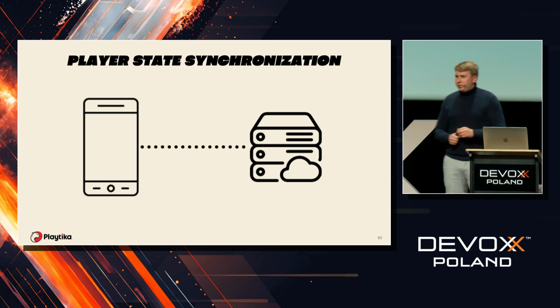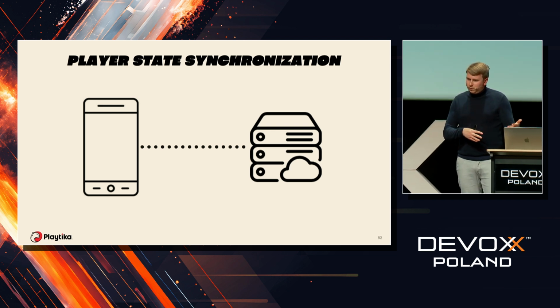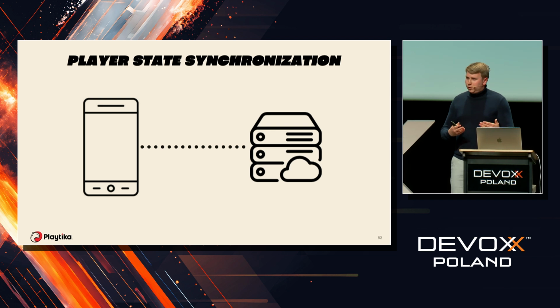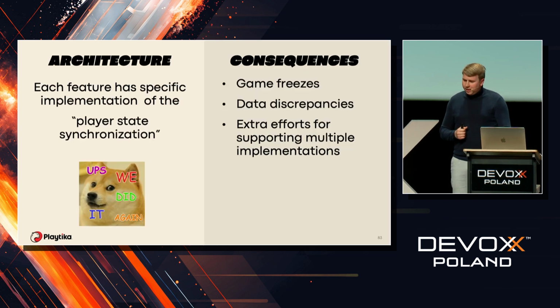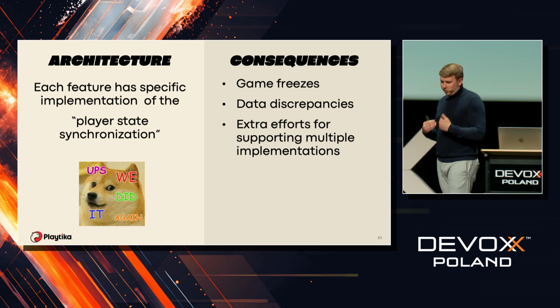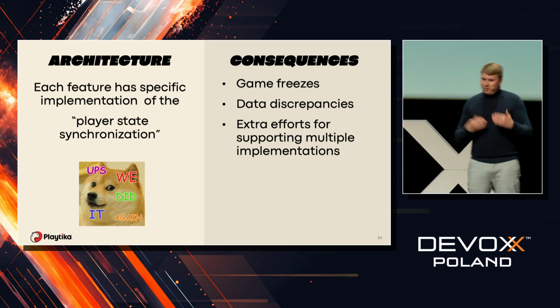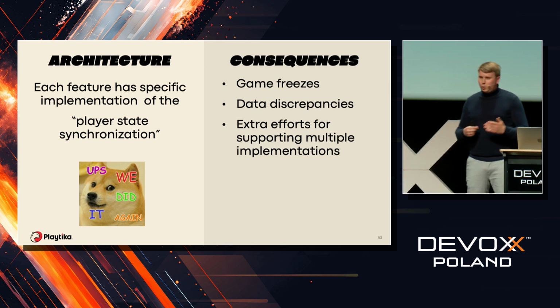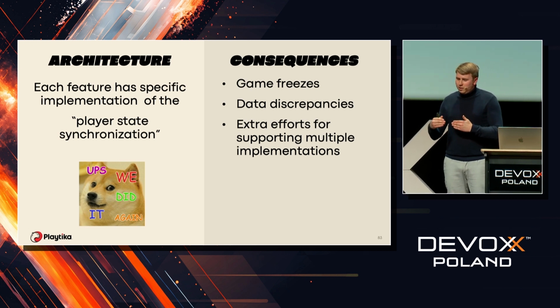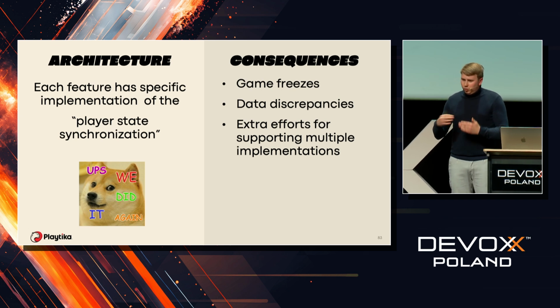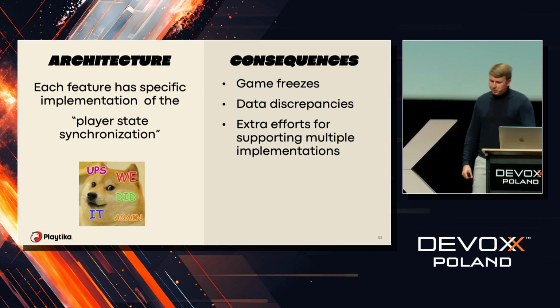We were talking about the player state synchronization. So we have offline-first features and online-first features. For offline-first features, the player state is the client area. For the online-first features, there is a server area. And basically, we figured out that each feature has a specific implementation of the player state synchronization. So sometimes it doesn't happen fully asynchronously, so we could have some game freezes, like in the moment of synchronization, if the internet gets slower. There could be some temporary data discrepancies. And what's important, there are extra efforts for supporting the multiple implementations.